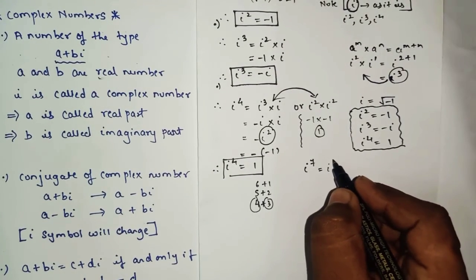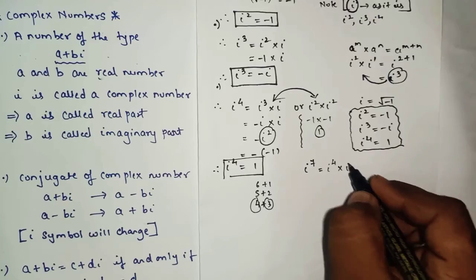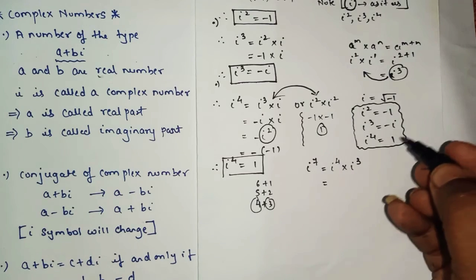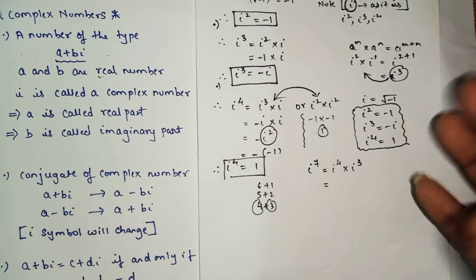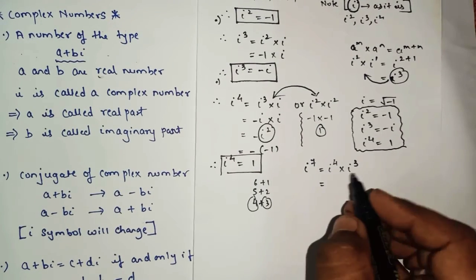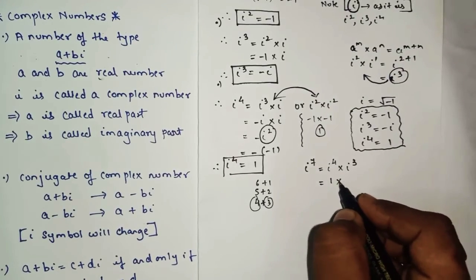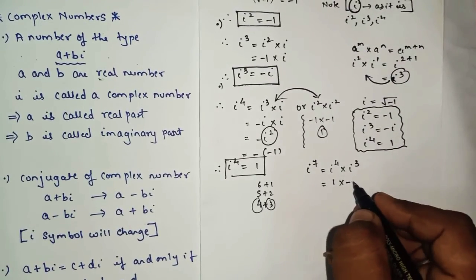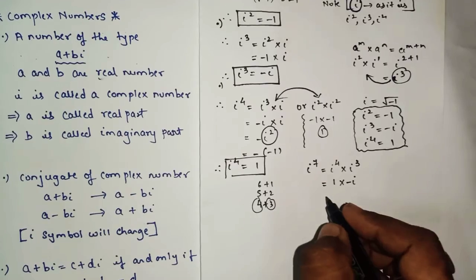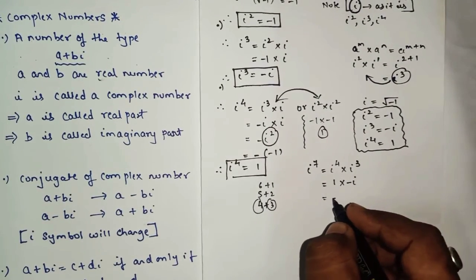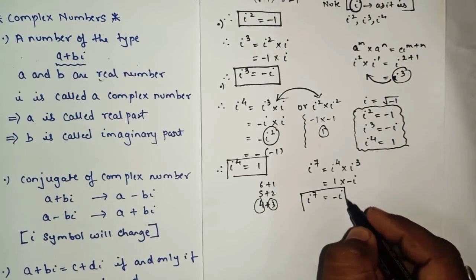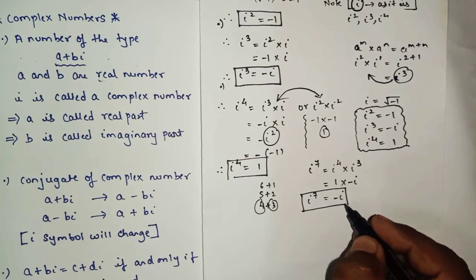So we can break i raised to 7 as i raised to 4 into i cube. If you want, you can break it as 5 and 2, or 6 and 1 also, but as I just told, with respect to these values, you can find any answer. So I will break the 7 as 4 and 3. i raised to 4, here we have the ready-made value, that is 1. And what is i cube? i cube is minus i. Got the idea? So 1 into minus i will be minus i. So here we got the answer: i raised to 7 is minus i.